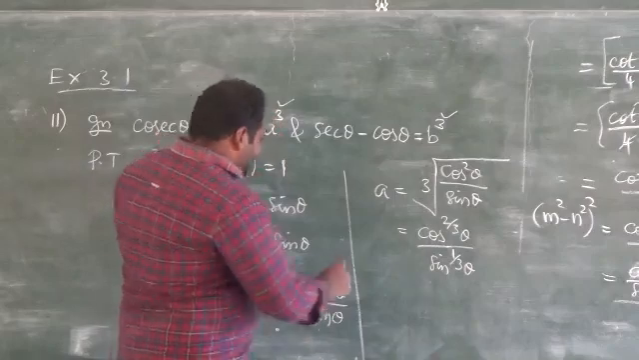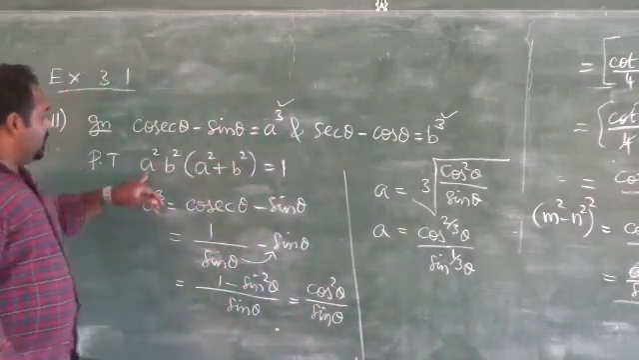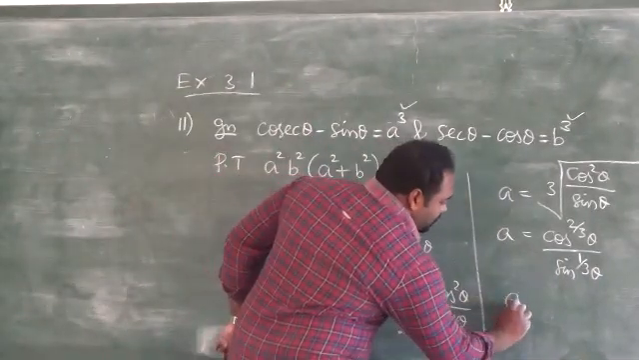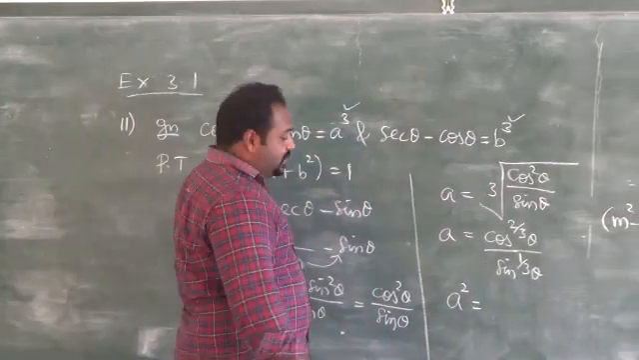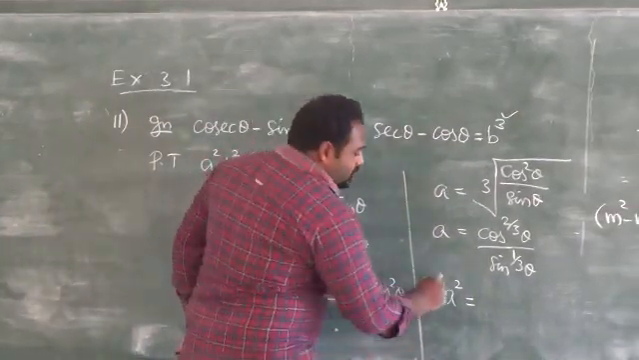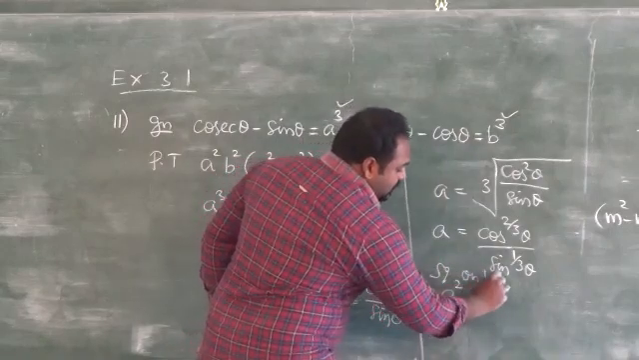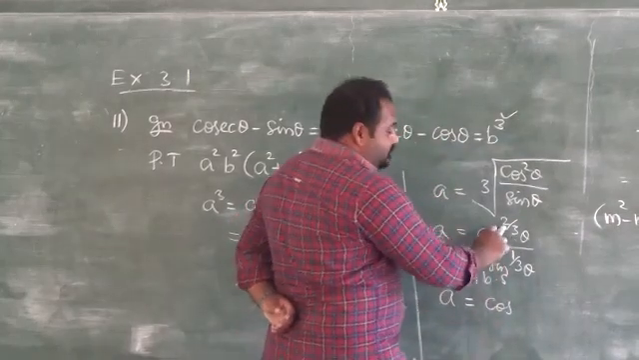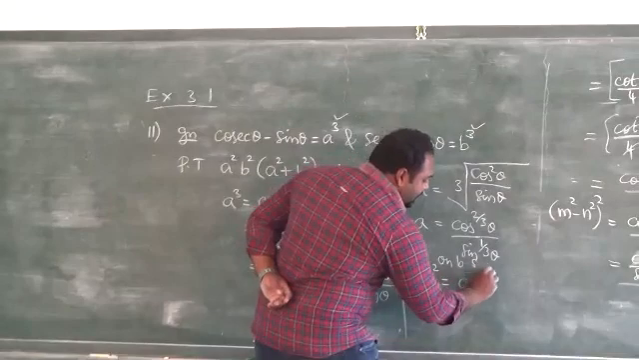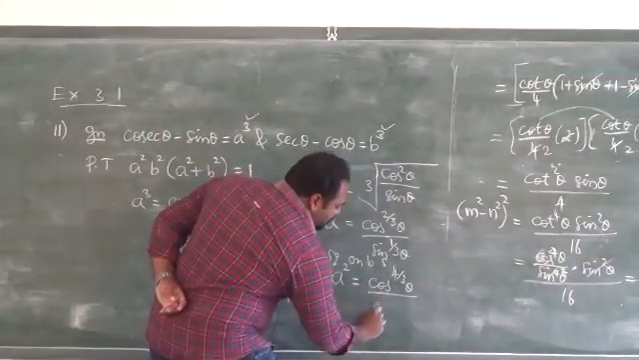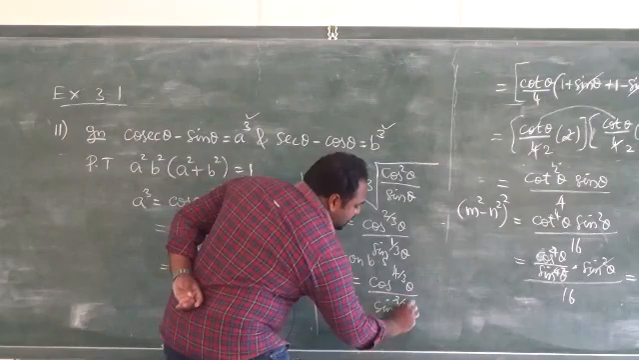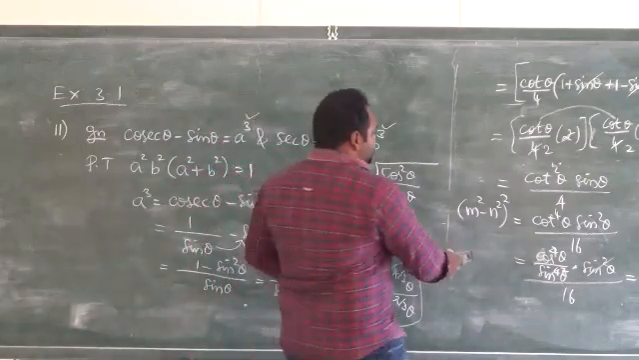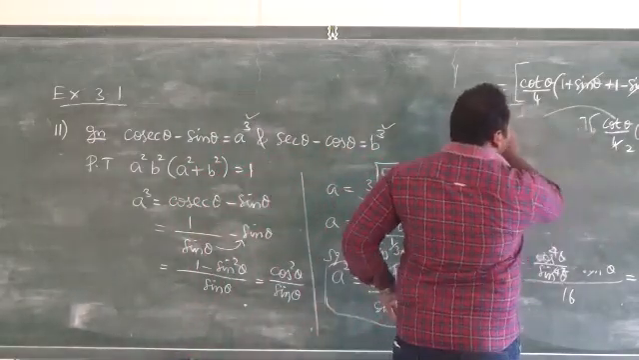Okay. Now we got the a value, but here we have to apply the a square value. So after finding the a value, we have to find out the a square value. If you square both sides, what will happen? Squaring on both sides, cos power, multiply 2 with power 4 by 3 theta, by sin power 2 by 3 theta. So this is the a square value. Next, we have to find out the b square value.